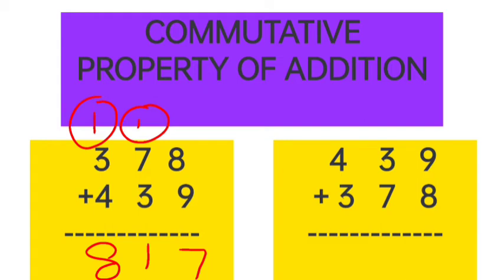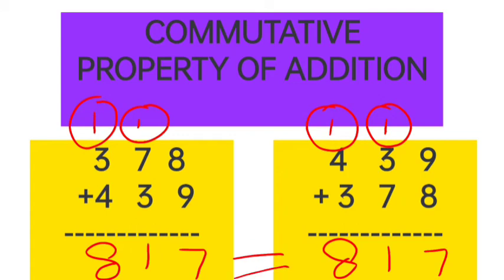Now let's change the order and add 439 to 378. Add 9 plus 8, which is 17. 1 will carry. 1 plus 3 plus 7 is 11. 1 will again carry. Then 1 plus 4 plus 3 is 8. So what you notice is that the sum of the two numbers is the same when we change the order of the numbers. This is called the commutative property of addition.